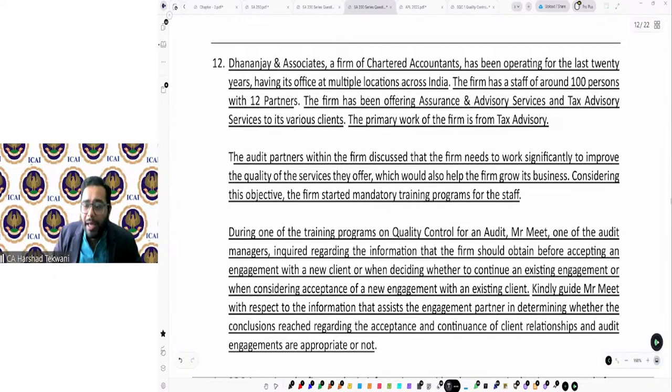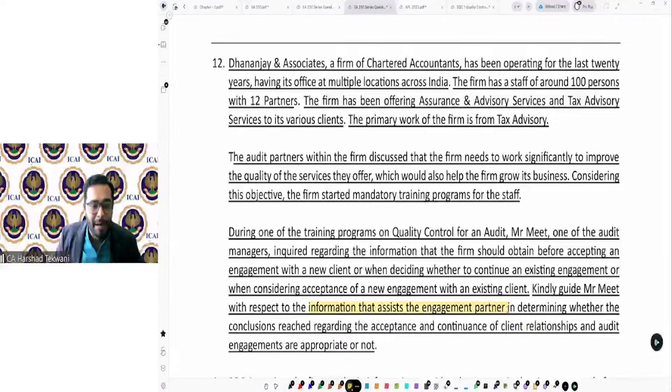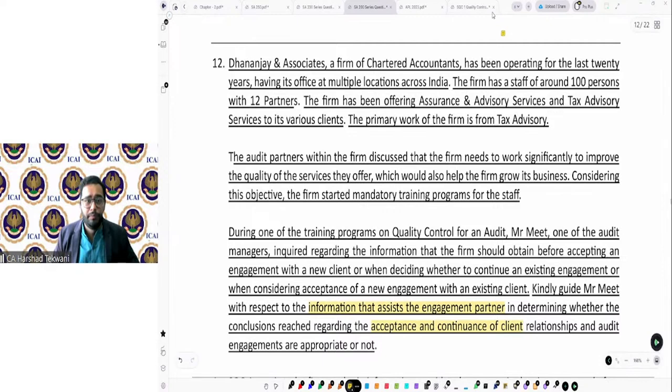So what do you think are the information that are relevant? My question here is, which are the information that assists the engagement partner? You need to just provide some information. These are the areas that the engagement partner should look into for acceptance and continuance of the client. Come on, guys. Now consider this as a 5 mark question in your exam. We have discussed this. What information can help the engagement partner with respect to deciding the matters related to the acceptance and continuance of client?